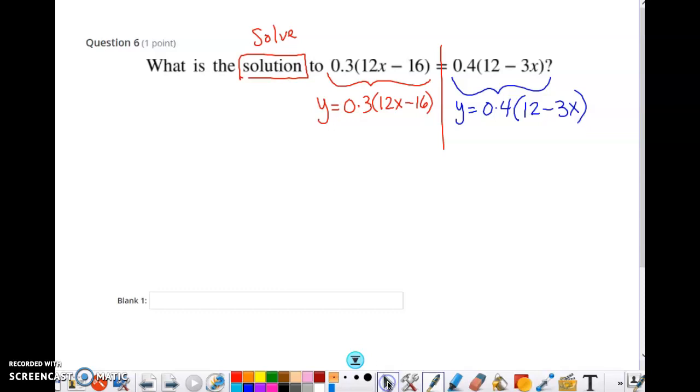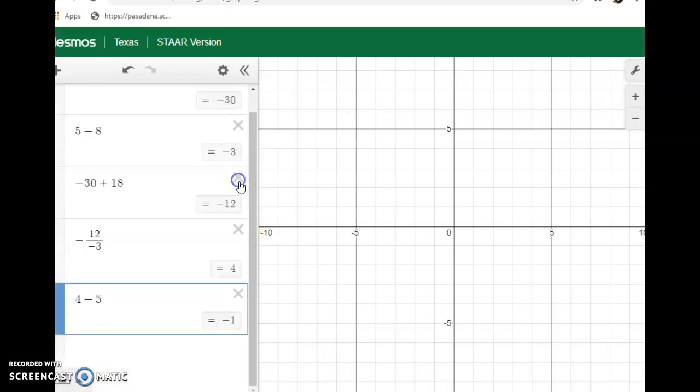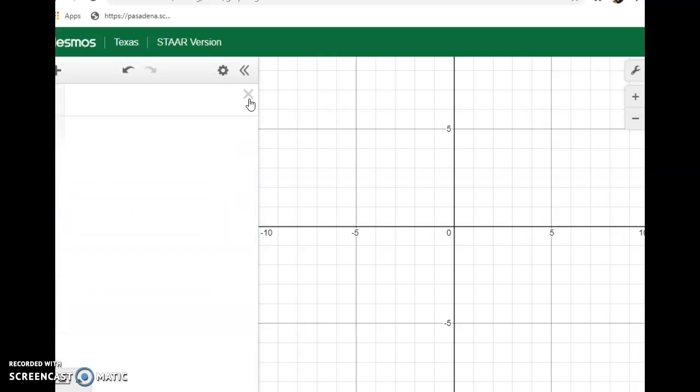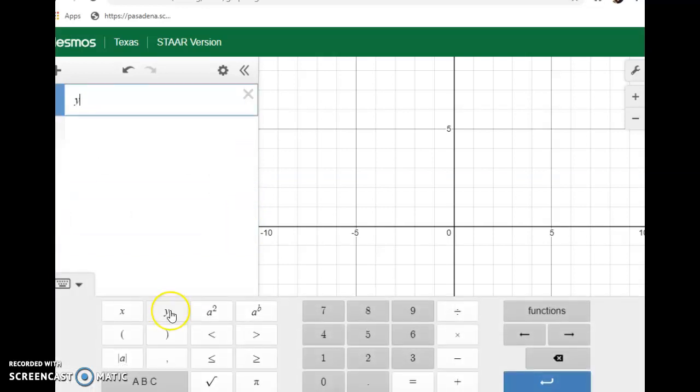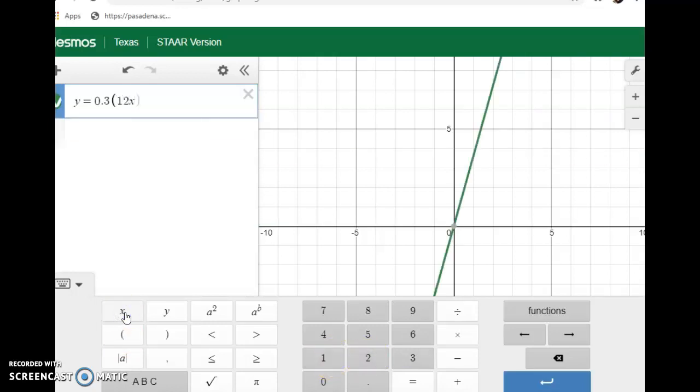Okay, so let's go type it in decimals right now. Okay, so decimals. I'm going to delete these. I don't need them. And I'm going to type y equals 0.3 parentheses 12x minus 16, close parentheses. That's the first one. This was on the left side, okay?